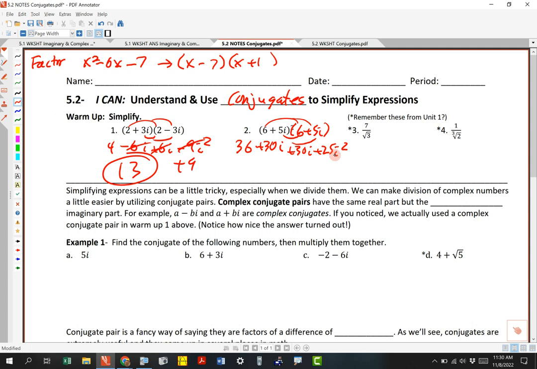Okay, let me get this right. What does 25i squared count as? -25. So I'm going to cross that off and I'm going to write -25. So this is going to be an 11 plus 60i. Raise your hand if you got that right. Great. I got a question.